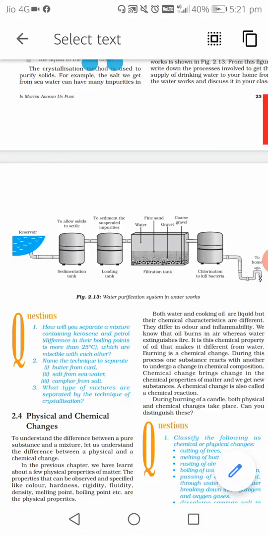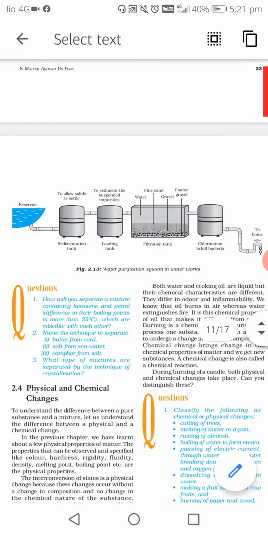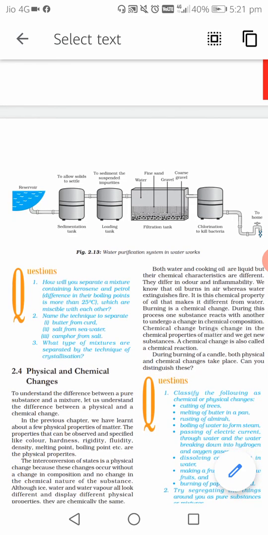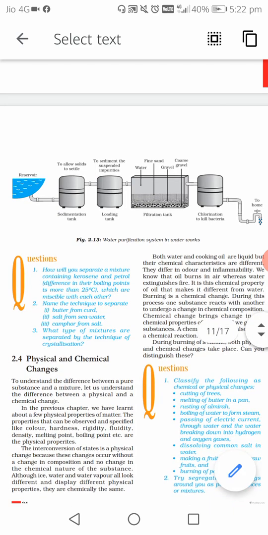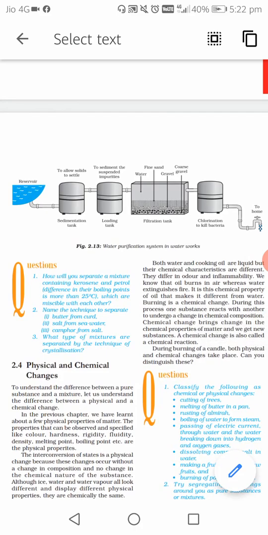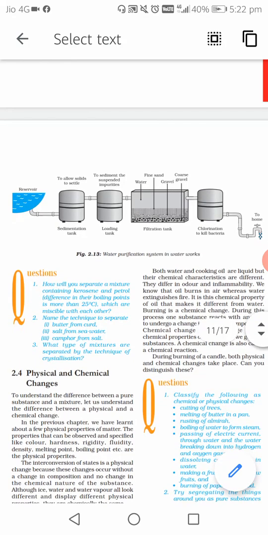Then some questions are there. First one: how will you separate a mixture containing kerosene and petrol, whose boiling points differ by more than 25 degrees Celsius, and which are miscible with each other? For miscible liquids, which process do we use? Generally we use distillation, sometimes fractional distillation. Here, since the boiling point difference is more than 25 degrees Celsius, we can go for only normal distillation. Fractional distillation, when do we use? When the boiling point difference is less than 25 degrees Celsius or 25 Kelvin.